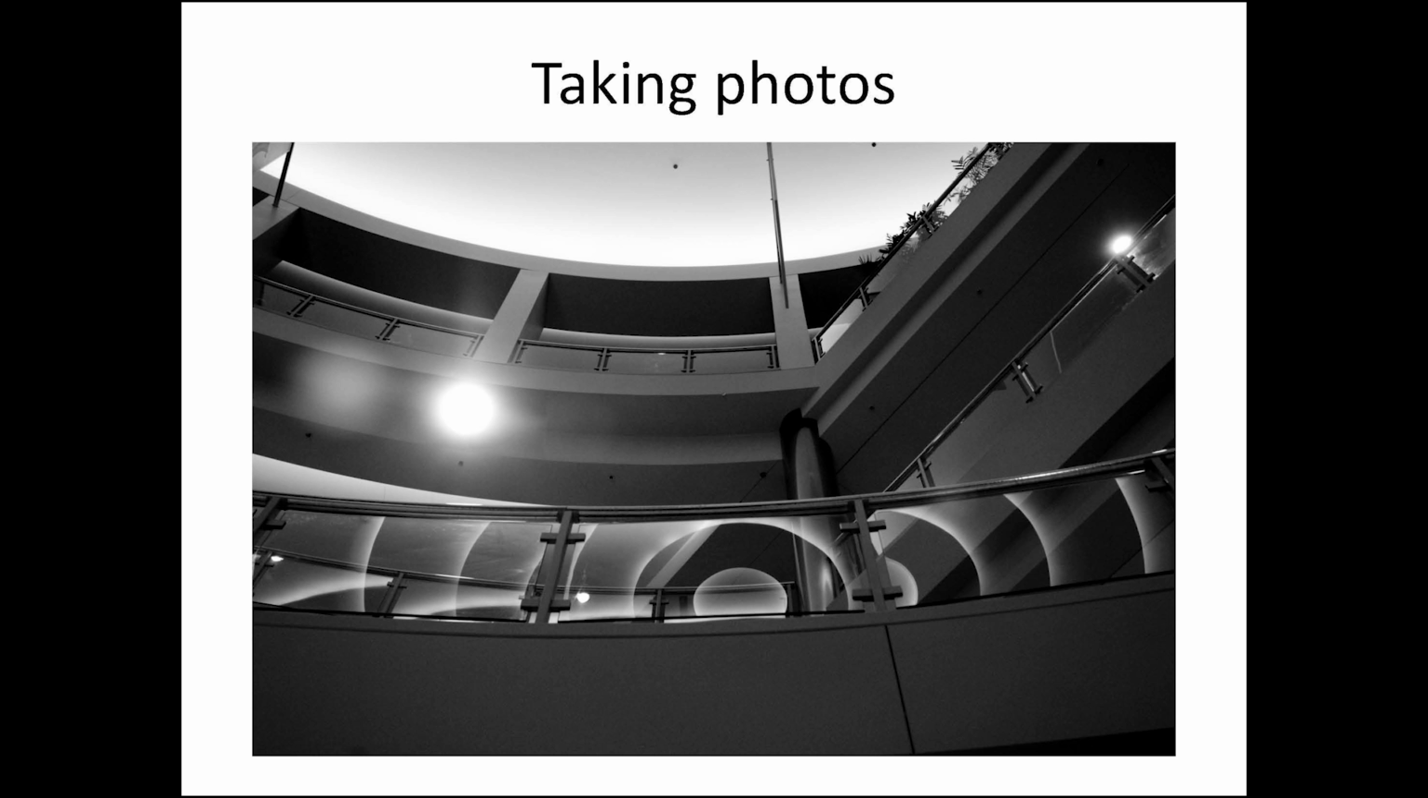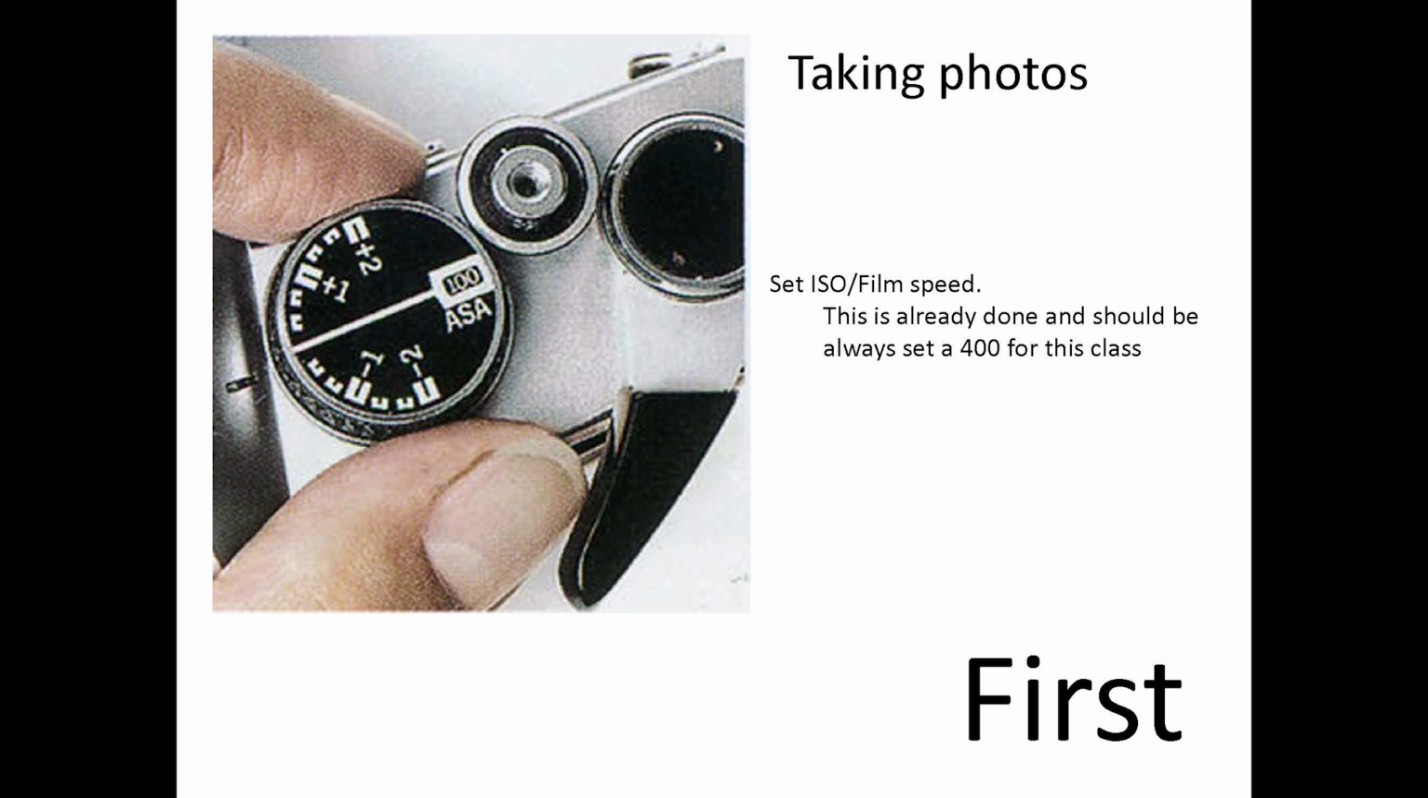So how do you work with those things together? The first thing you need to do, there's this little window on top of the shutter speed dial. It should say ISO 400. If it doesn't, I'm not going to show you how to change it. If it doesn't say ISO 400, just let me know. I'll change it for you.